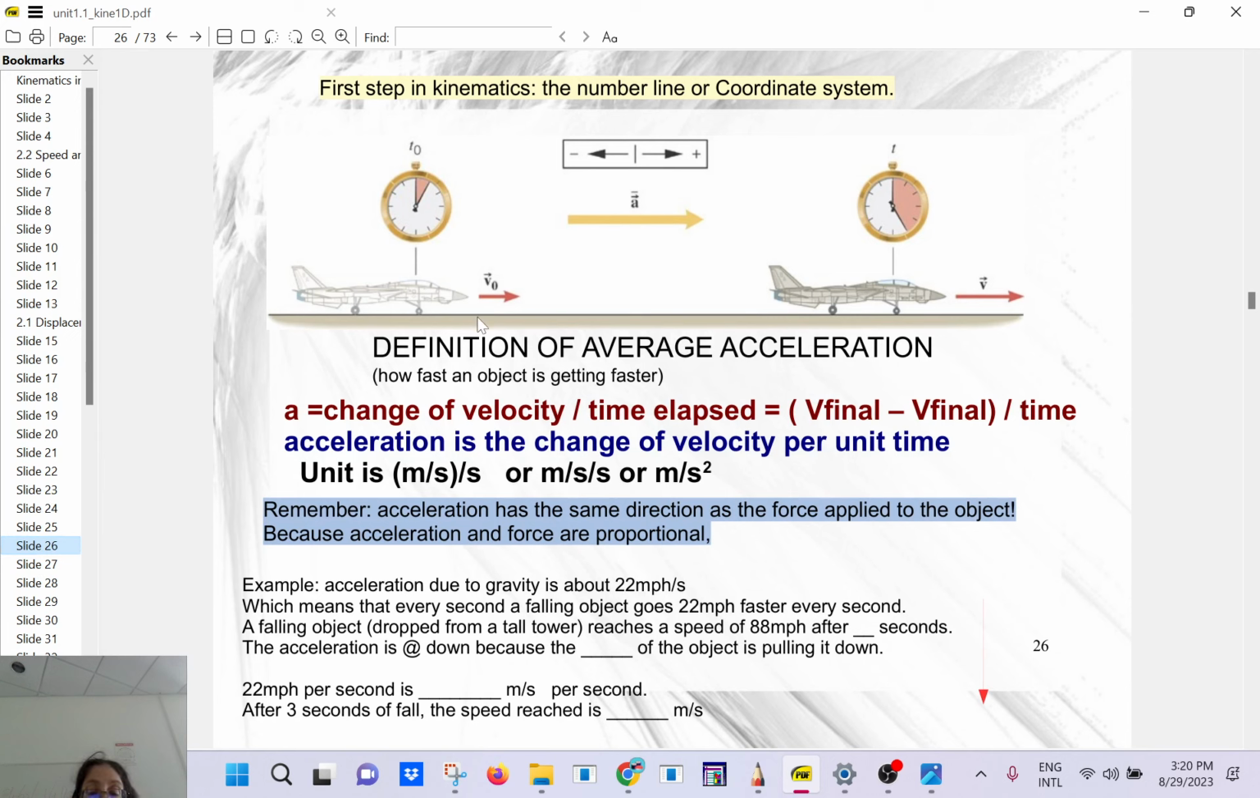Okay, so let's do the definition. Average acceleration. Acceleration is a vector. It will be equal to, by definition, the final velocity minus the initial velocity divided by time.